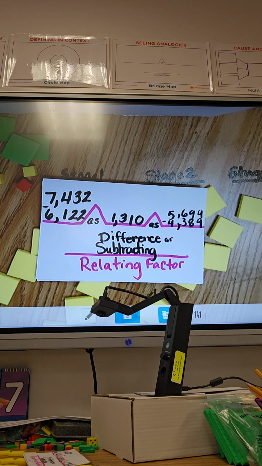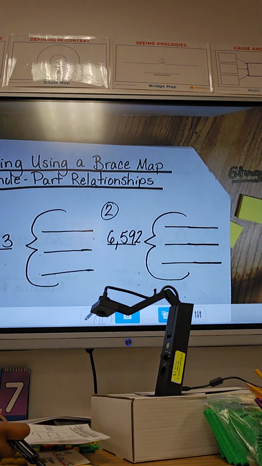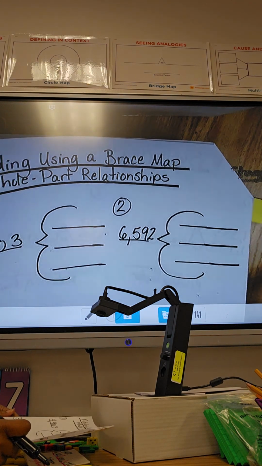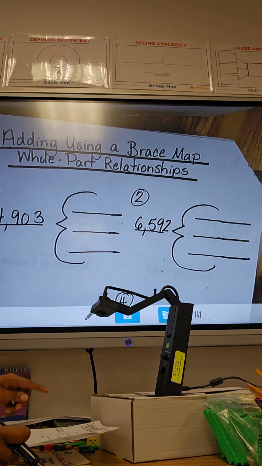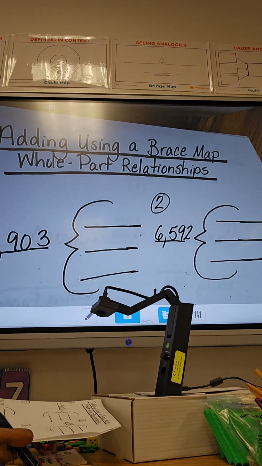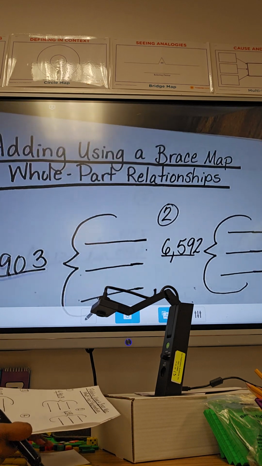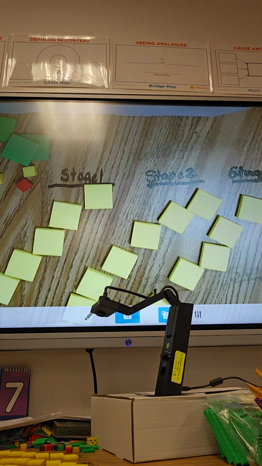So that is the front page. Then there's the back page. All right, this is adding, you know what? I put a brace map on. Oh, that is the brace map. I was thinking bridge. Yes, okay. Adding using a brace map, whole part relationships. This is the same thing. Very easy. They just have to make sure that they're following through the process, okay? All right, so let's use a brace map.